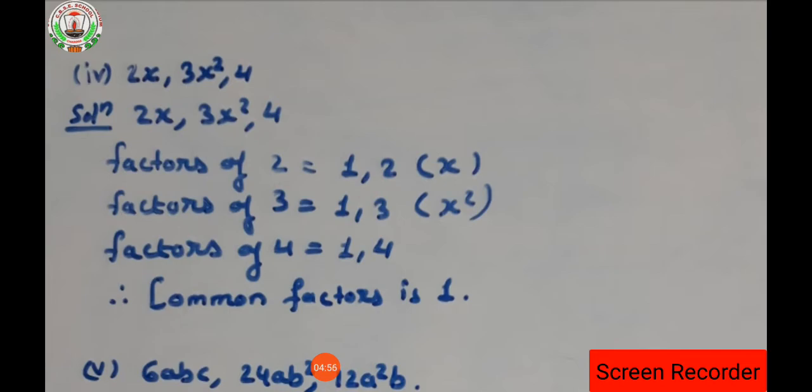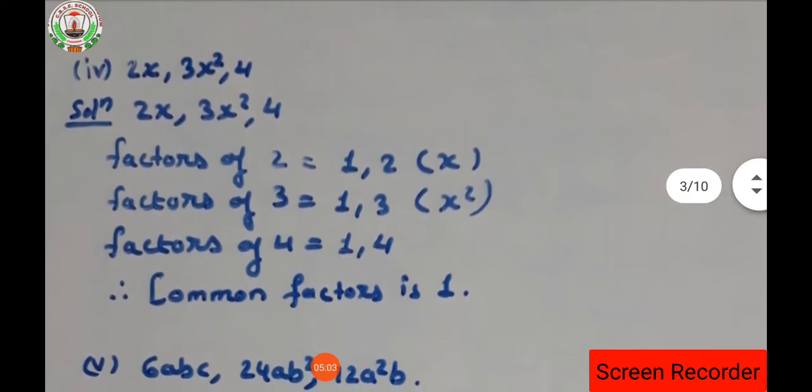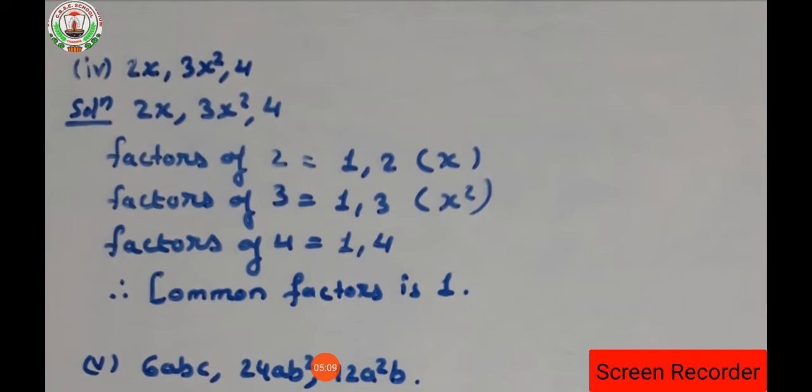Now in the same way, 2x, 3x square, 4. Here we have to find the factors of the three terms. What are the factors of 2? That is 1 and 2. Factors of 3 are 1 and 3. Factors of 4 are 1 and 4. And what about the variables?